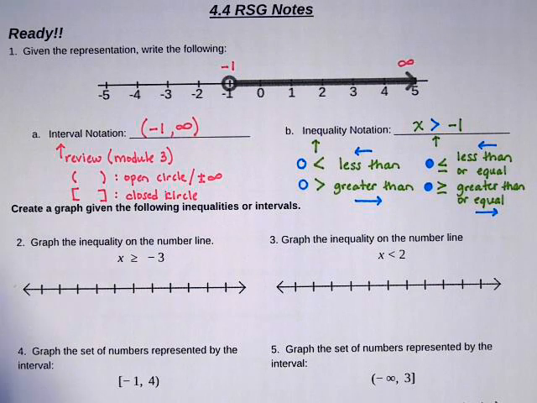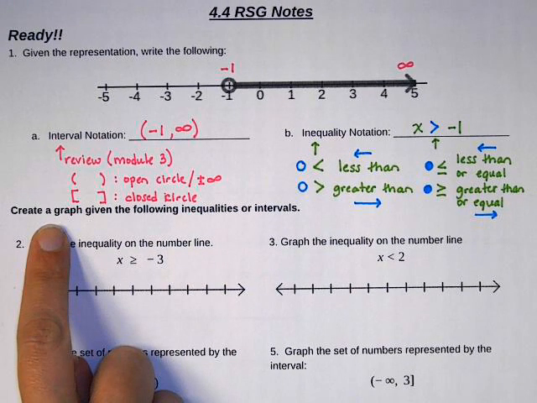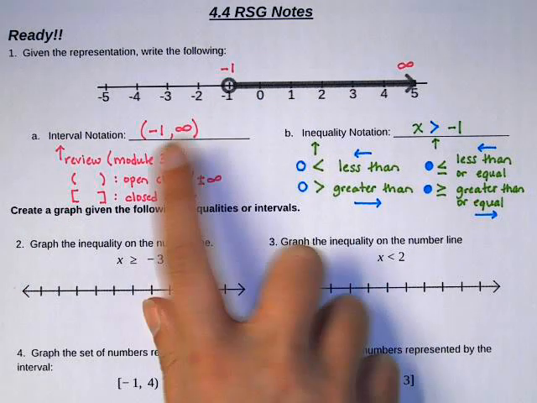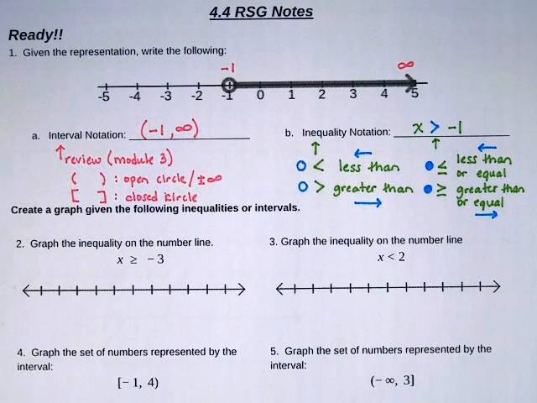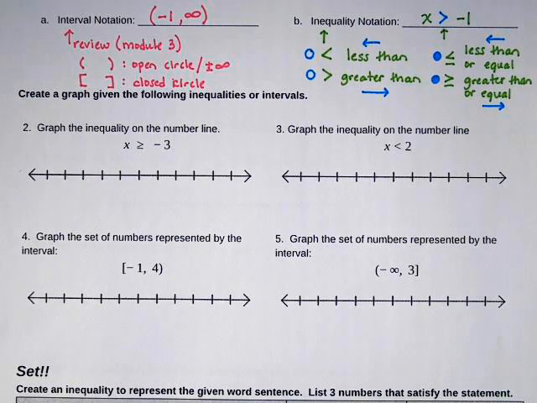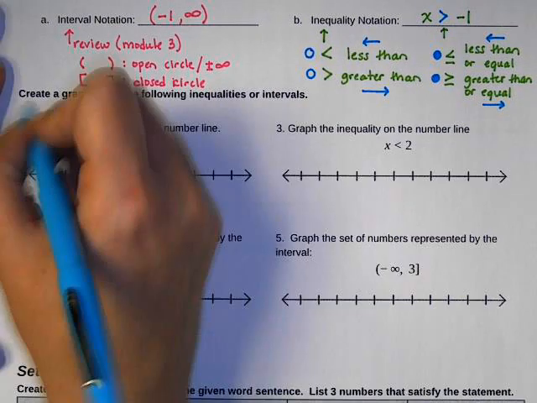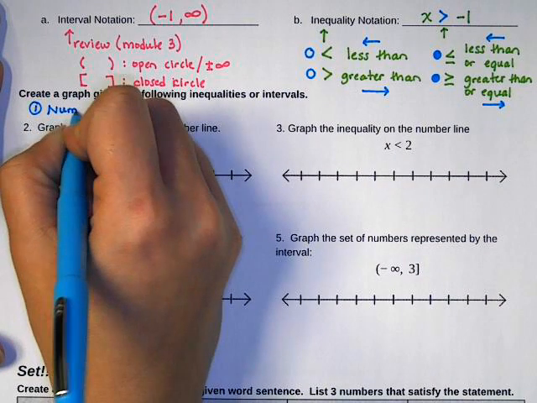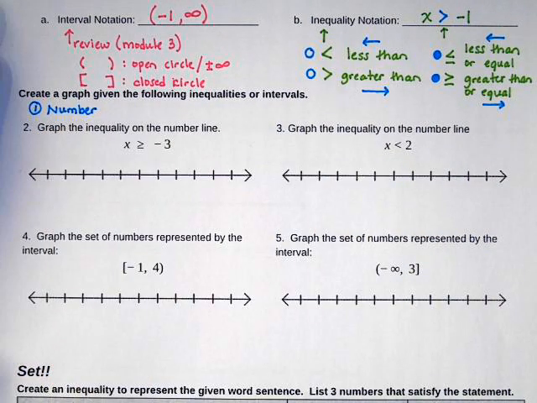The next thing we need to do is to practice creating our own graph. So in this scenario, I gave you a picture and said write the notation. In this scenario, I'm going to give you the notation and say, can you create a picture? When you're making your own graph, there are 3 important steps. The first is to decide what number is important on the graph.